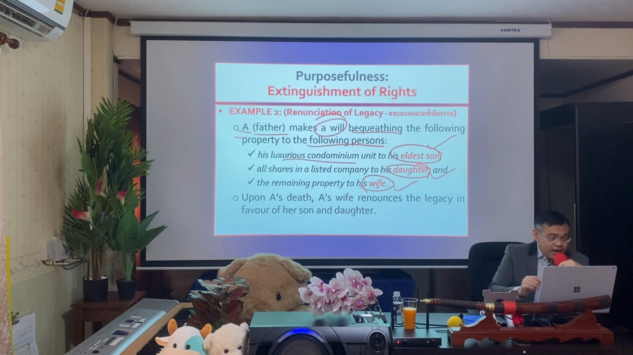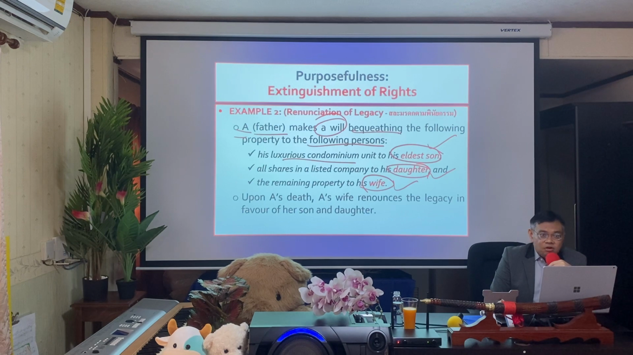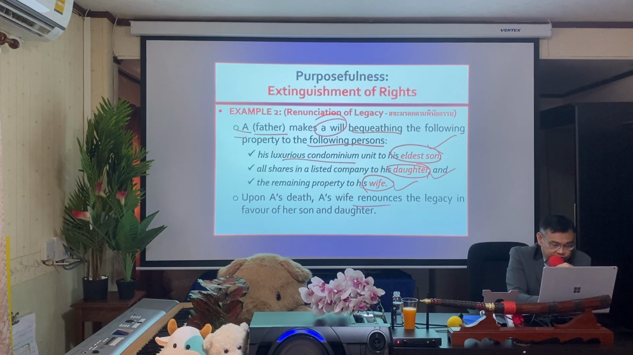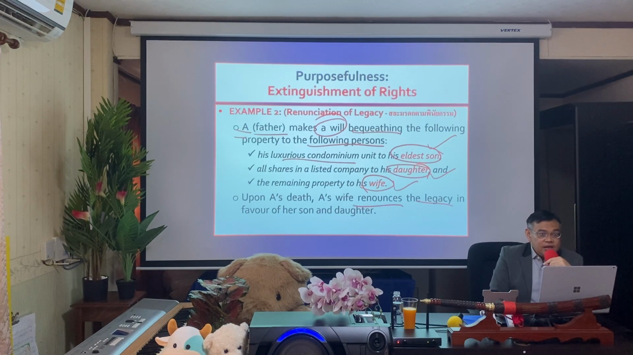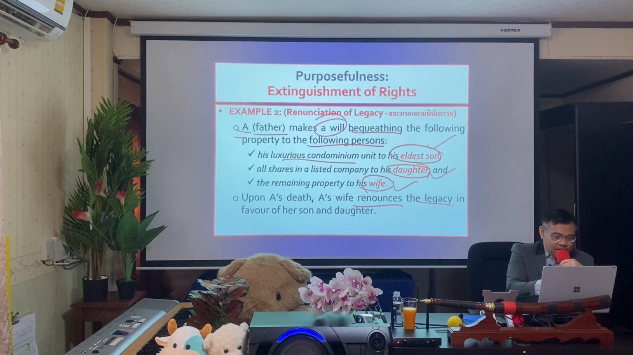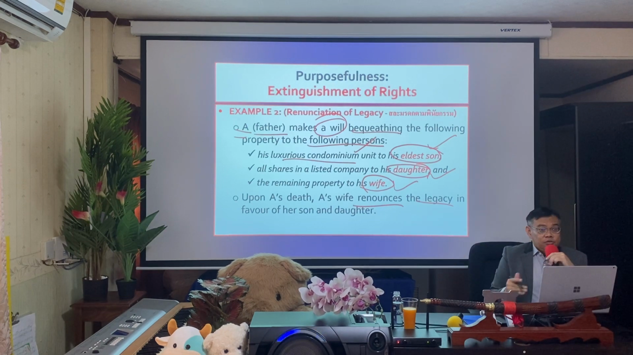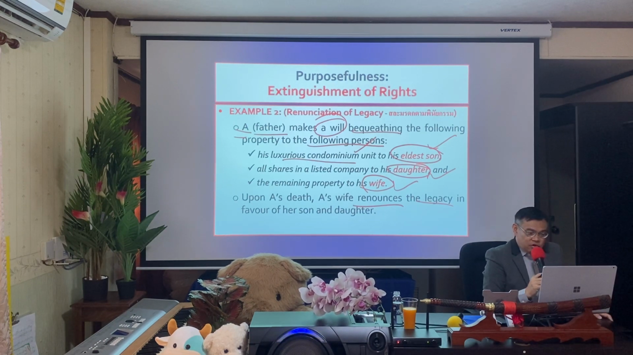Let's suppose that when A dies, the wife writes a document saying that the wife does not want to receive any property named by the will. The wife wants to renounce the legacy. She does not want the remaining property, which remains from the entitlement given to the son and the daughter. The wife is rich enough, and the wife wants the other children to share the remaining property.